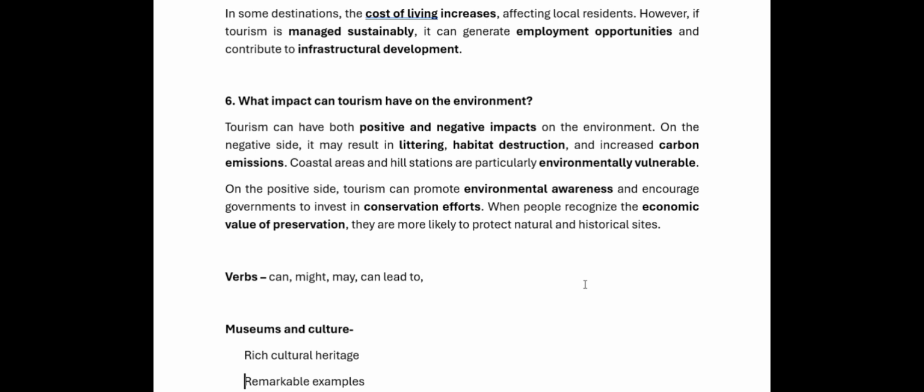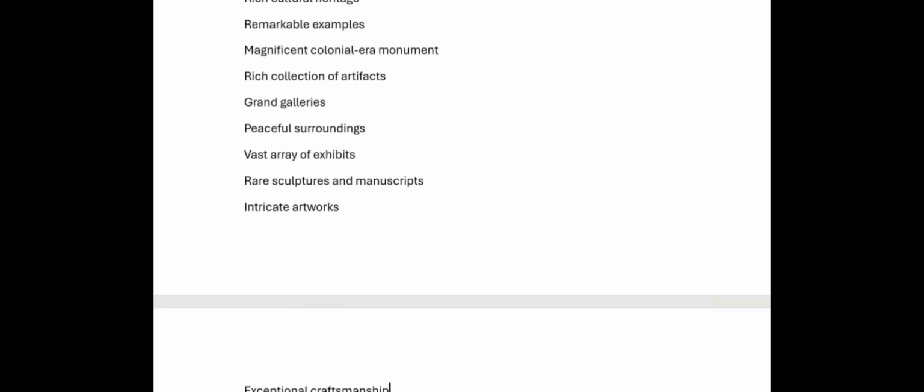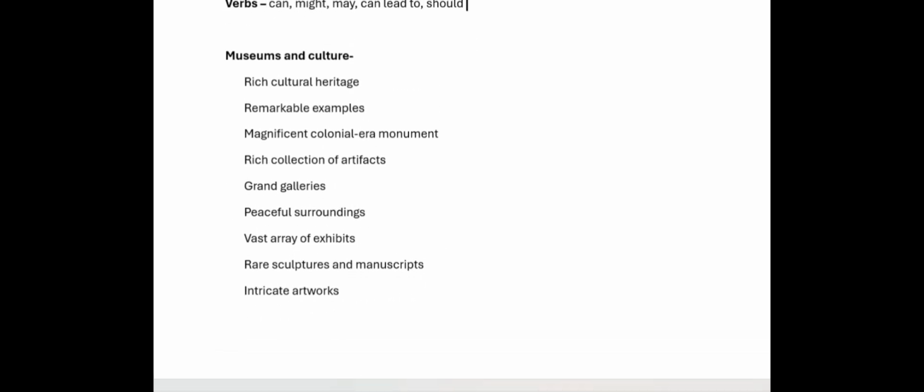Good words like more likely to, recognize, when, if. Try to use these words in your sample answer along with the verbs like can, may, might, can lead to, and should. Apart from this, now this is the vocabulary list. Under the category of museums and culture, you can use all these words.